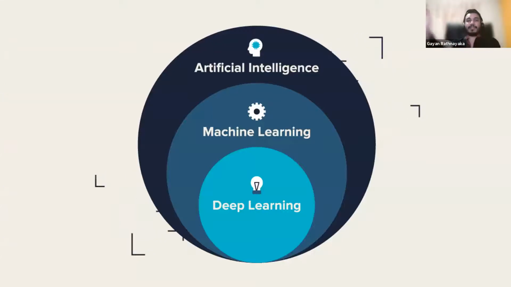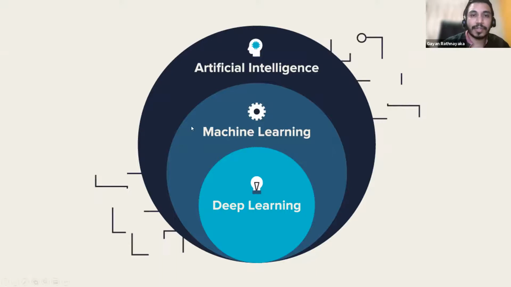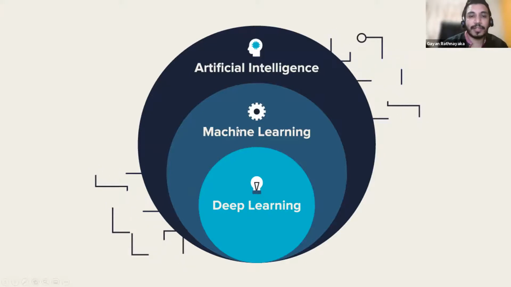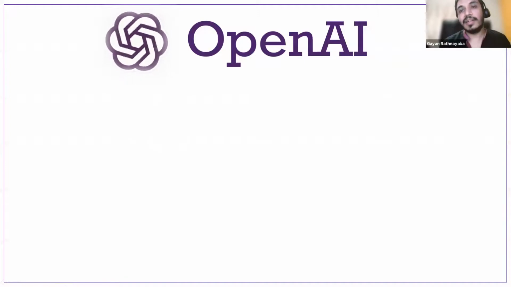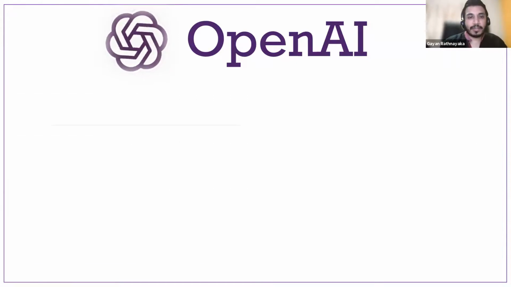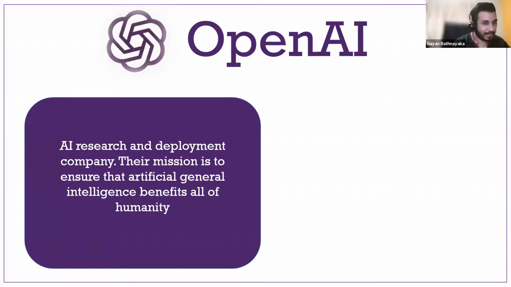Okay, let's have a look at the big picture now. Here is artificial intelligence in the outer layer. Machine learning is a subset of artificial intelligence, and deep learning is a subset of machine learning. Okay, cool. Now let's talk about OpenAI, since our time is running out very quickly. OpenAI is a research and development company. They are more into artificial general intelligence.